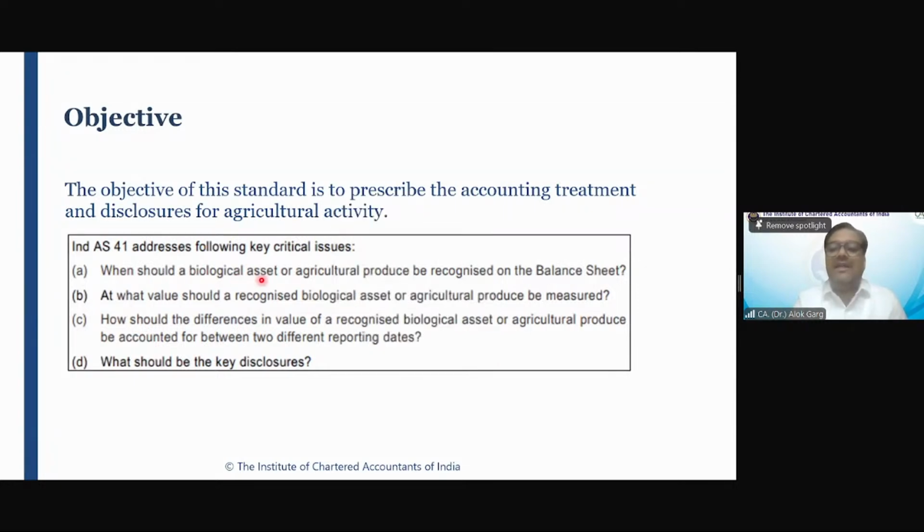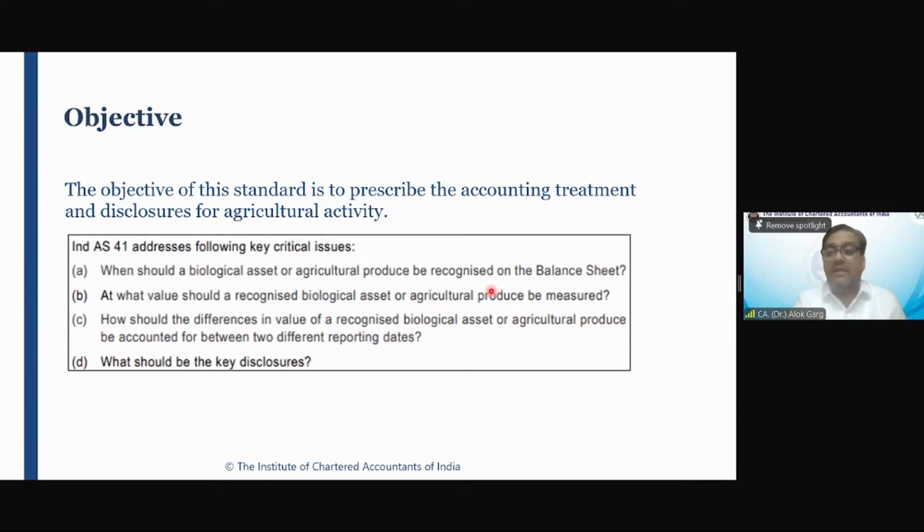What is a biological asset? A biological asset is a living animal or plant. A living animal or plant, not a dead animal. So when should a biological asset or agriculture produce be recognized on the balance sheet? What is agriculture produce? Agriculture produce is the harvested produce from a tree or from an animal.